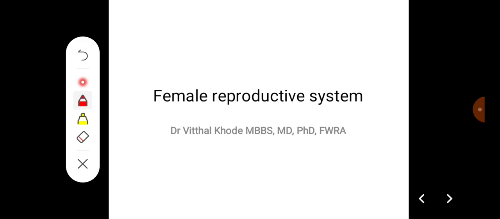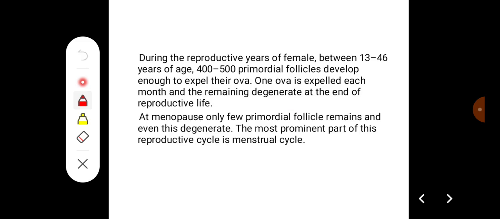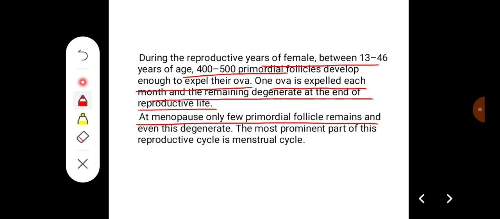Hello everyone. In this class, we'll learn about the female reproductive system. During the reproductive years of a female, between 13 to 46 years of age, 400 to 500 primordial follicles develop enough to expel their ova. One ovum is expelled each month and the remaining degenerate at the end of reproductive life. At menopause, only a few primordial follicles remain and even these degenerate.